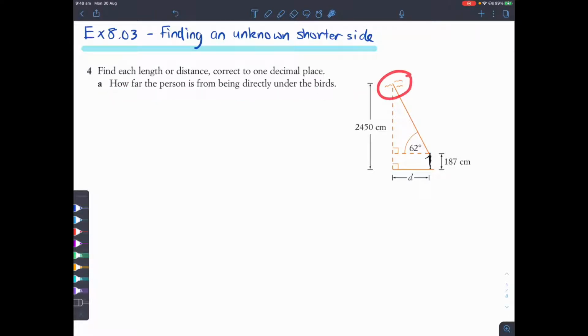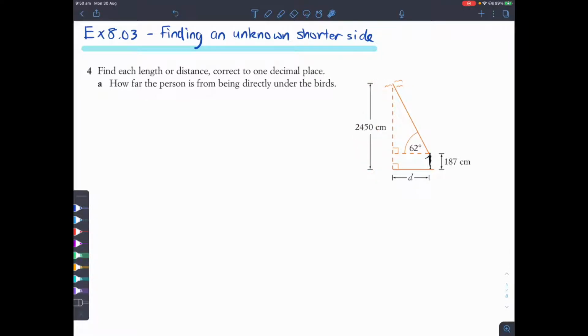So there are birds here at the moment, and there's a person here who has a height of 187 centimeters, and we're trying to find out this distance here, which is the horizontal distance. If we have a look at this triangle here, the sides that we have are D, which we don't know, and this one. So this distance here is just a portion of this.